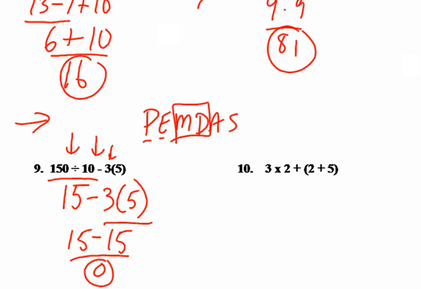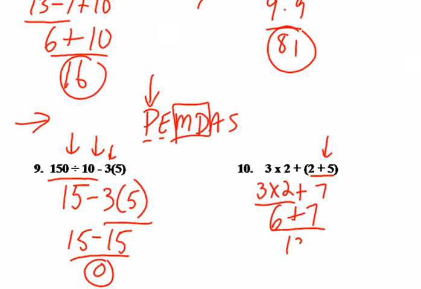And the next one, we finally have some parentheses that we're going to have to deal with. So inside the parentheses, we need to do what's in here. We need to carry out that operation. Parentheses is always first. So 2 plus 5 is 7. And then we don't need to bring the parentheses down because we've done everything that was inside there. Next, we do multiplying over adding. And then 6 plus 7 is 13.